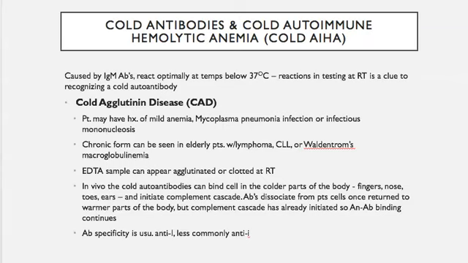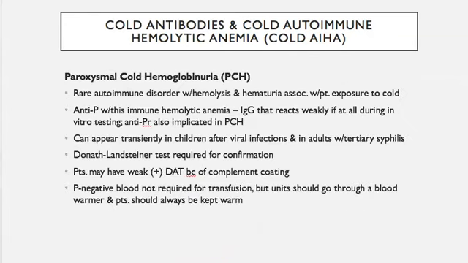And when this happens, it can initiate the complement cascade. So antibodies dissociate from the patient's cells once they're returned to warmer parts of the body, but that complement cascade has already been initiated. So you've got that antigen-antibody binding reaction that's going to continue. The antibody specificity in patients with cold agglutinin disease is usually going to be anti-big I, less commonly anti-little I.